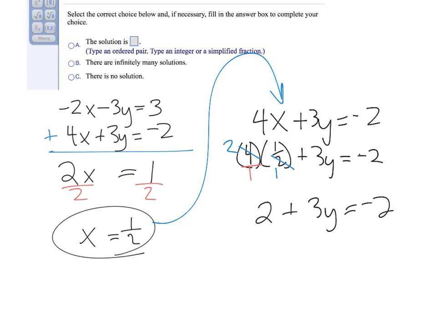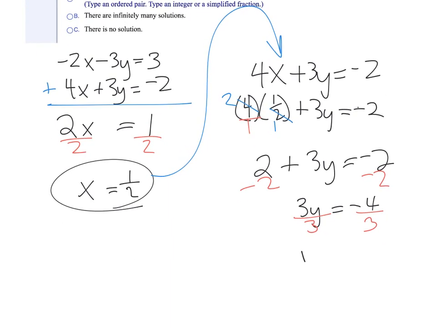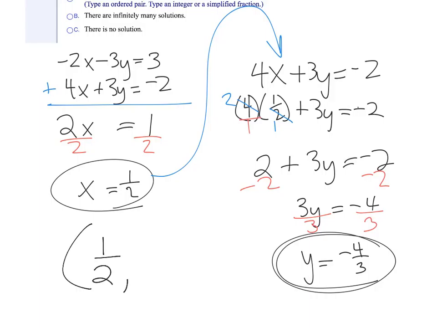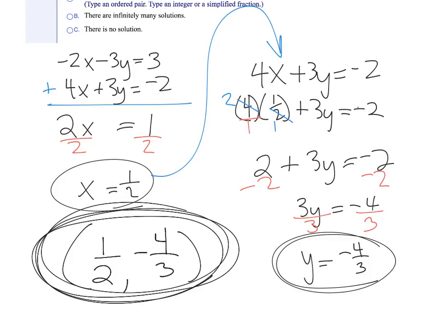And then subtract 2 from both sides. You end up with 3y equals negative 4. Divide both sides by 3. And you end up with y is equal to negative 4/3. And there are our two coordinates. So you get 1/2 comma negative 4/3. And there is our answer.